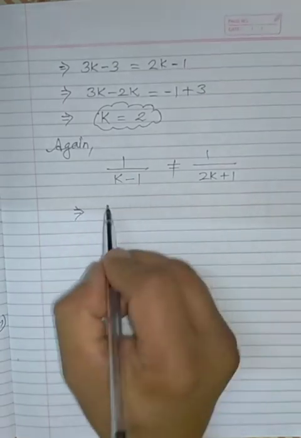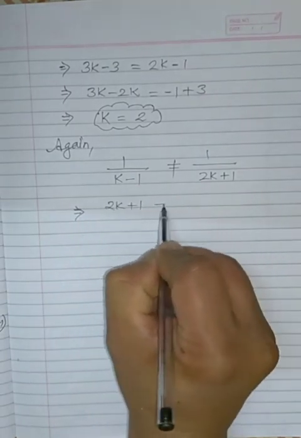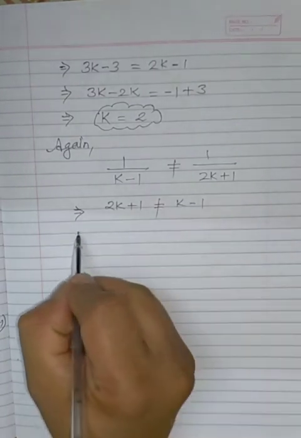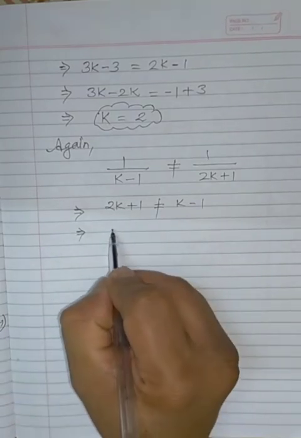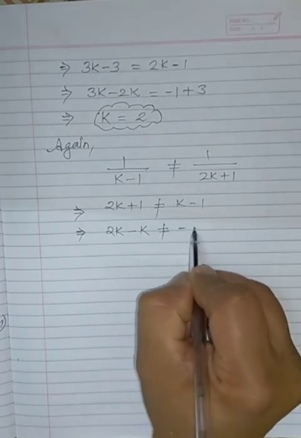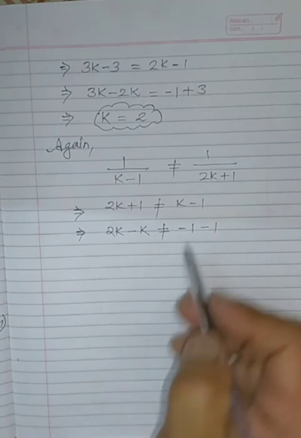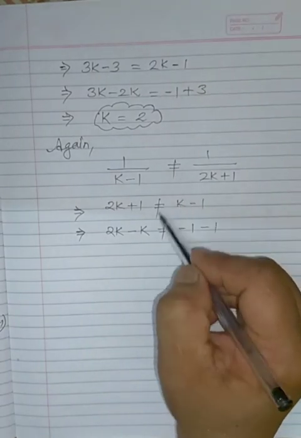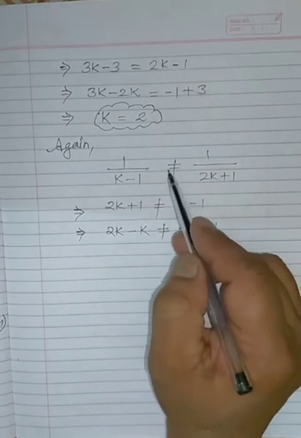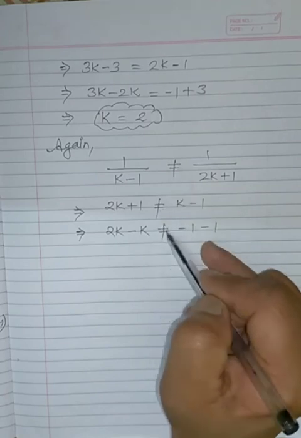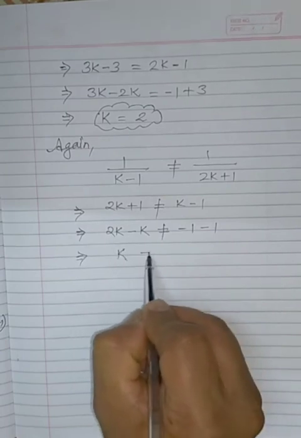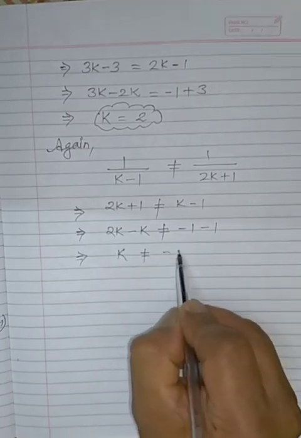So by cross multiplying, 2k plus 1 is not equal to k minus 1. That implies 2k minus k not equal to minus 1 minus 1. The not equal to sign will remain as it is, but the rest we can do in the same way like we do in equal to. Only this sign should remain here. So 2k minus k is k, not equal to minus 1 minus 1, which is minus 2.